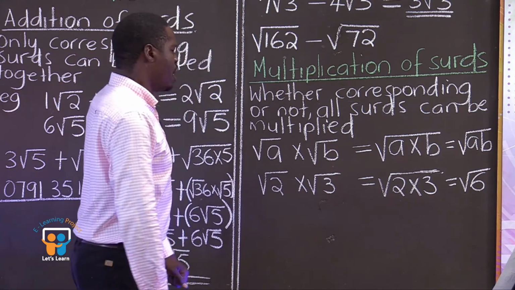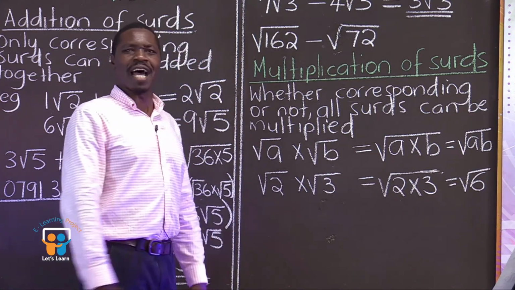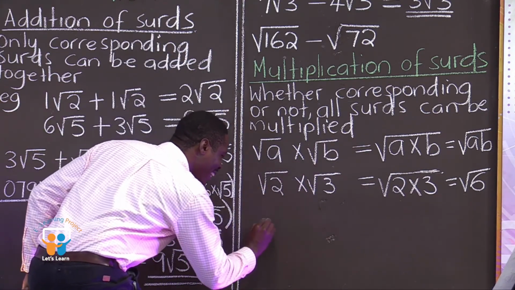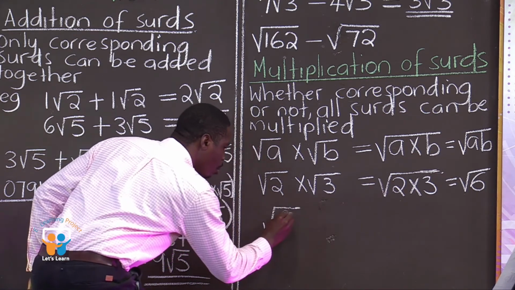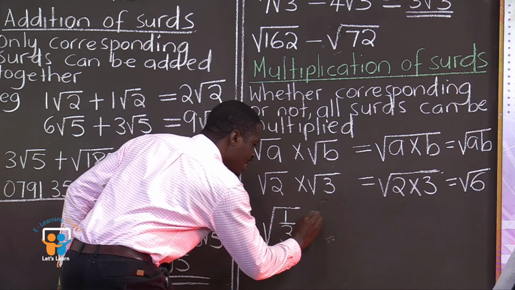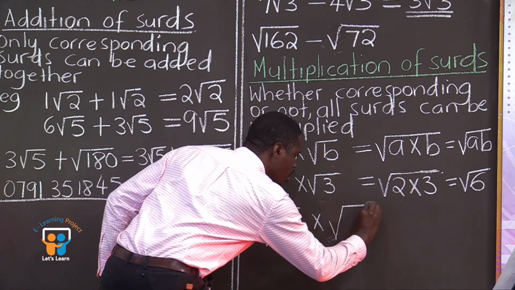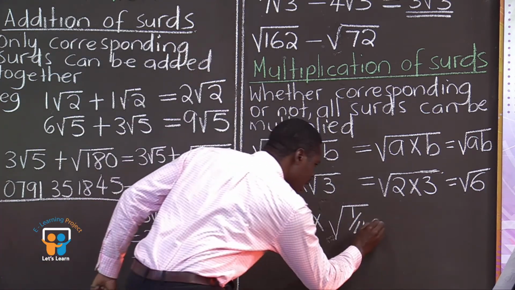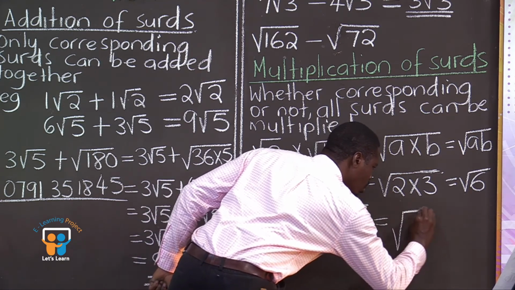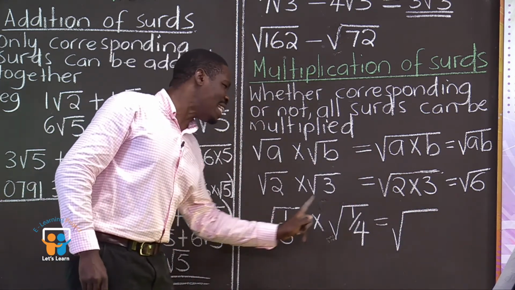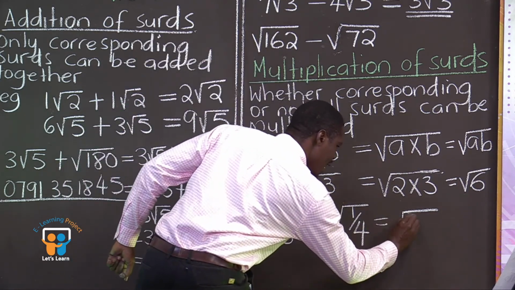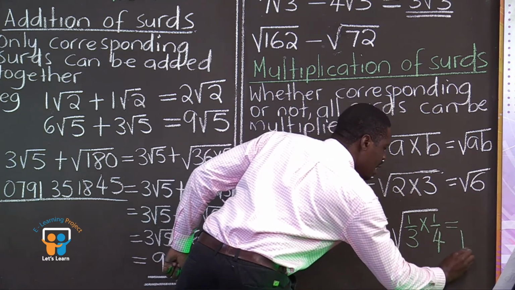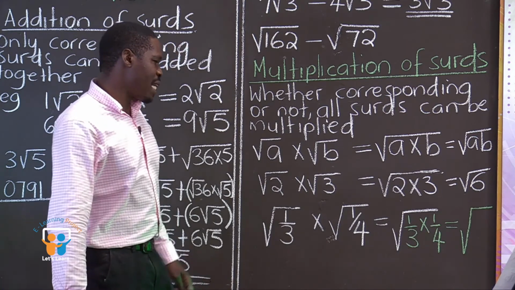Someone else can say, but master, you are solving simple numbers and you are going to give us hard numbers. Okay, let me give another example. Mr. Examiner, suppose we had the root of a third times the root of a quarter. Now you're happy, I know you're smiling. This will still equal the root of, we shall multiply a third times a quarter, which will give us the root of a third times a quarter.